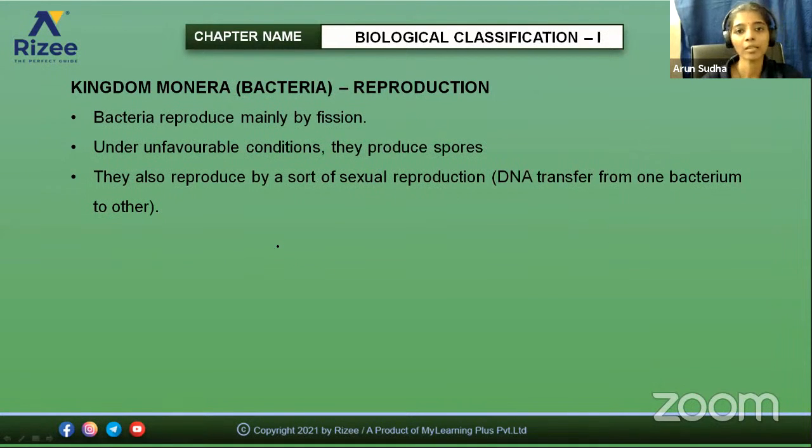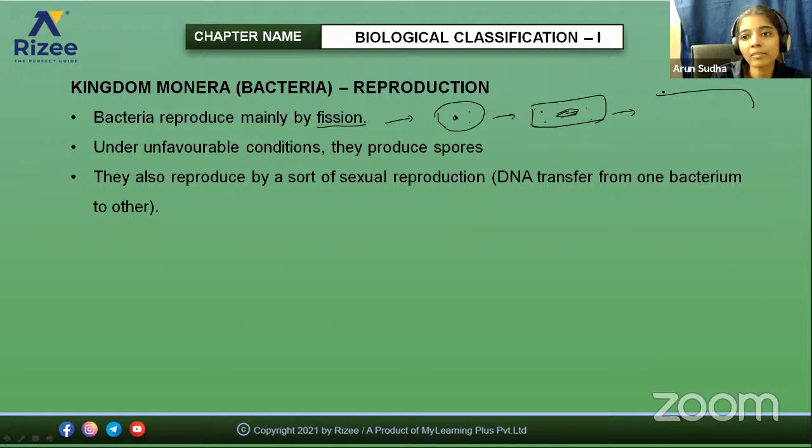So next is reproduction. How do these bacteria reproduce? They reproduce mainly by fission. What do you mean by fission? For example, in a bacterium, the nucleus and other organelles will be there. Then it grows first. Then there occurs a division. There will be a formation of a constriction here. Here is the nucleus, and then it divides into two organisms. Nucleoid.